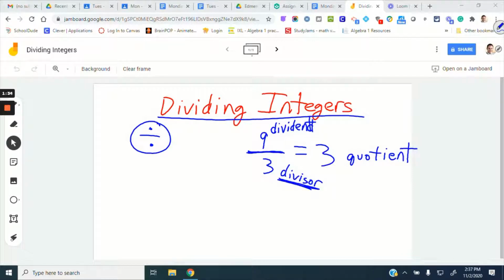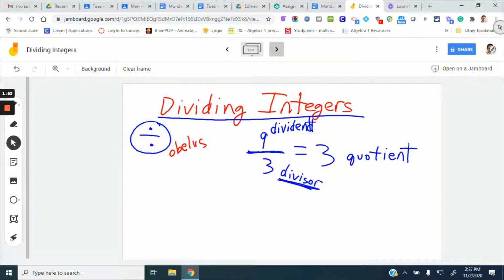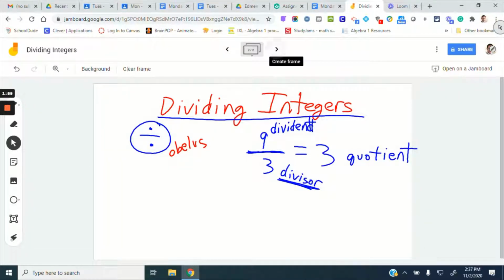So there are your parts to a division problem. And again, this symbol is called an obelus. So that maybe could be an extra credit problem for you. As we mentioned at the beginning, the sign rules for division are the same as multiplication. If you know your sign rules for multiplication, you know your sign rules for division.